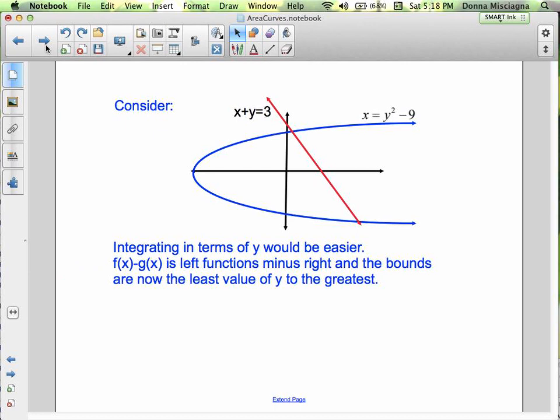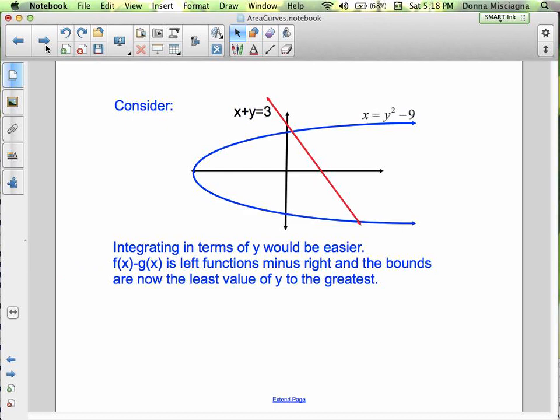Here are our two functions. We could solve the line for either x or y. It could go either way. But it would be much easier if we integrate with respect to y because of the y squared minus 9. We're not going to be able to solve for y because we're going to have a plus or minus, and that's just going to be a mess.